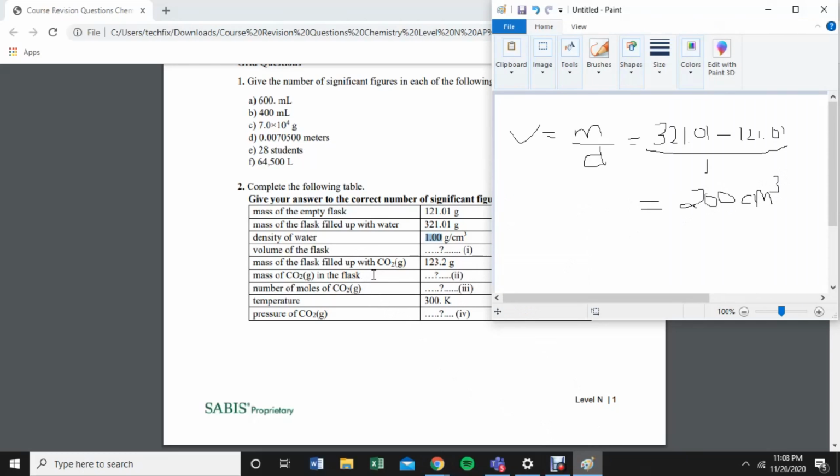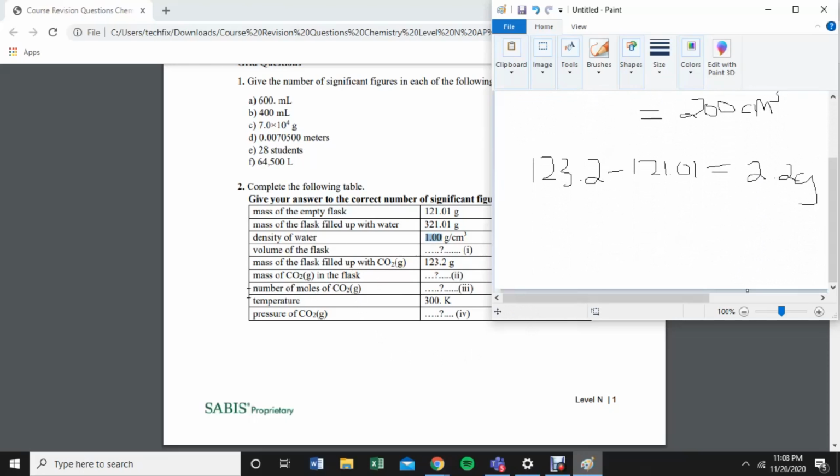For the next part, we have the mass of the flask filled up with CO2, and they want the mass of CO2 in the flask. So the way to do it is you do mass of the flask filled up with CO2, 123.2, right? Minus the mass of the flask itself, which is 121.01. Alright? And the answer you get is 2.2 grams.